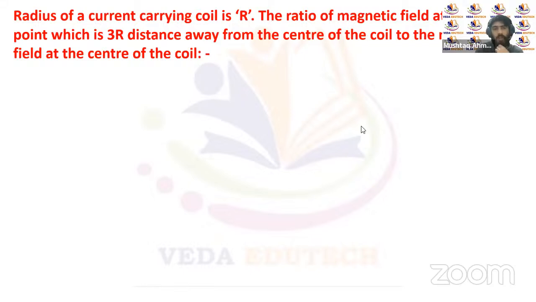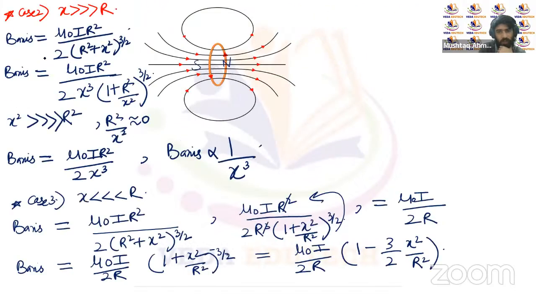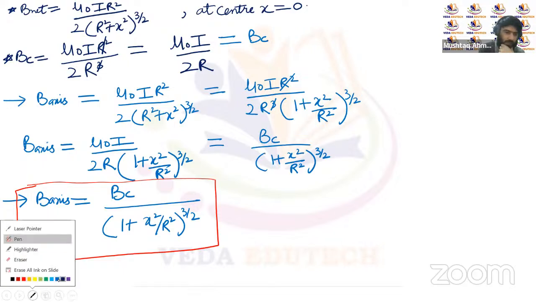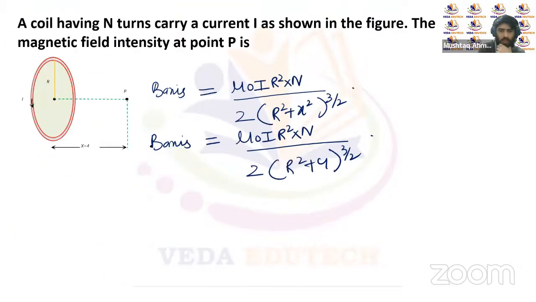Now let us look at this question. The question is: the radius of a current carrying coil is r. Find the ratio of the magnetic field at an axial point, which is 3r distance away from the center of the coil, to the magnetic field at the center of the coil. In the previous slide, we developed a relation between the magnetic field at the center and the magnetic field on the axis. You can see here, this is the relation. B axis is B center upon 1 plus x square upon r square raised to power 3 by 2. We can use this equation directly here.